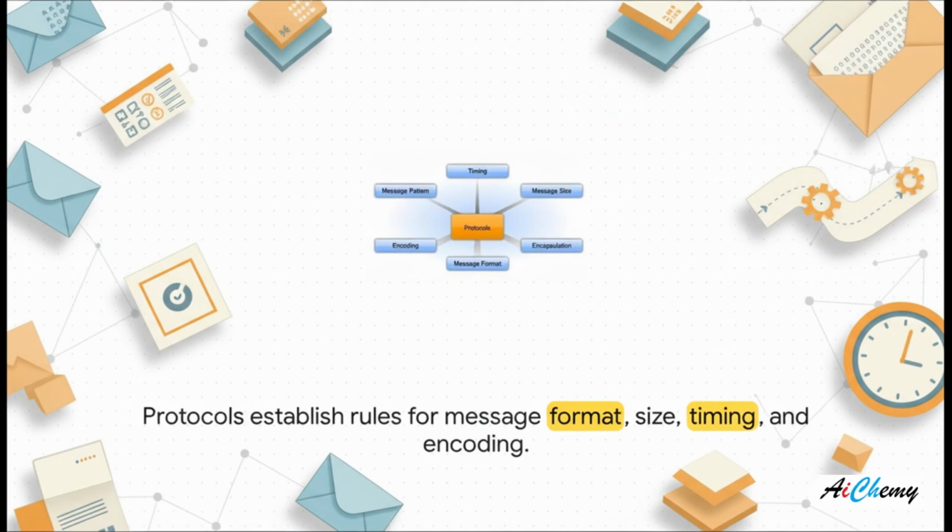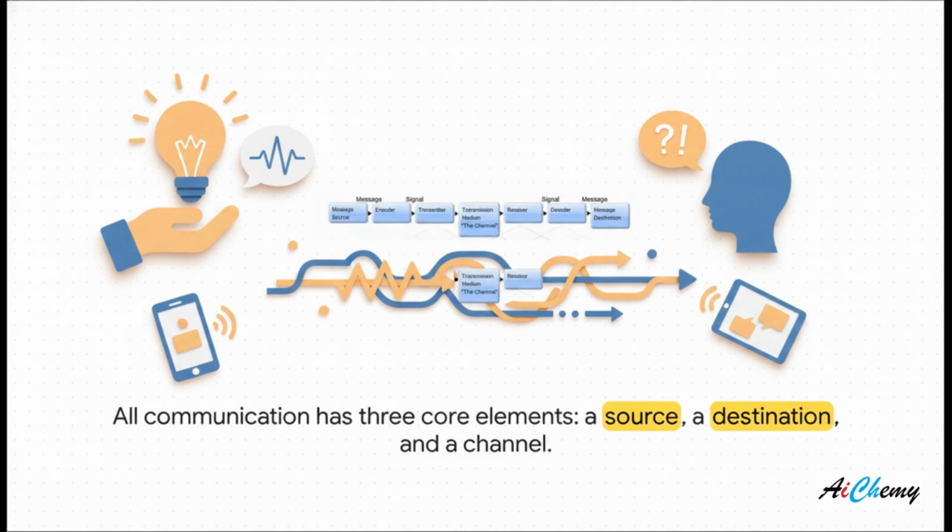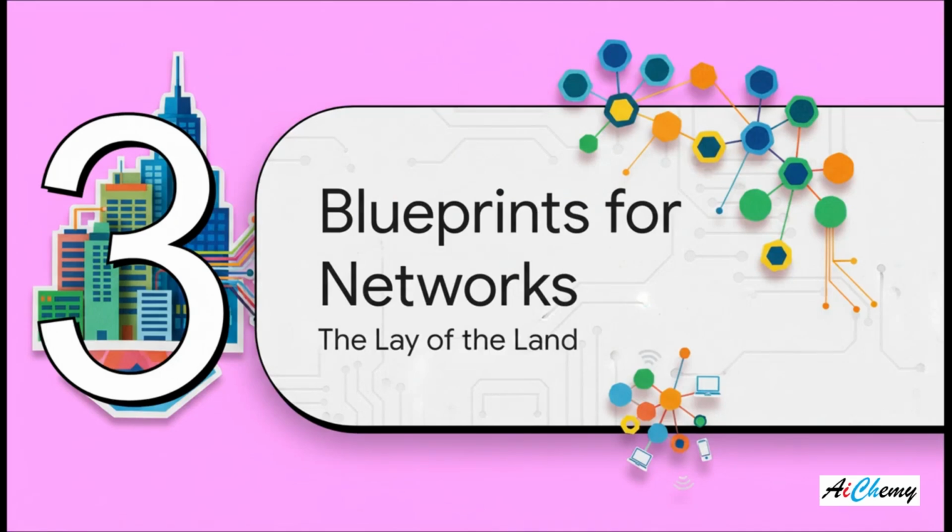And a protocol isn't just one simple rule. It's the whole rule book. It defines exactly how a message should look, it sets the size of the data chunks being sent, it manages the timing, like who talks when, and it even controls how information gets translated into ones and zeros. When you boil it all down, network communication is just like any other kind of communication. You need a source, that's the sender. You need a destination, the receiver. And you need a channel, that's the path the message takes to get there. It's a universal concept.